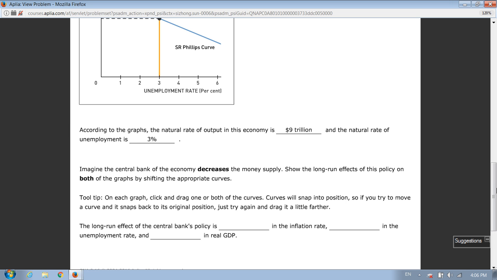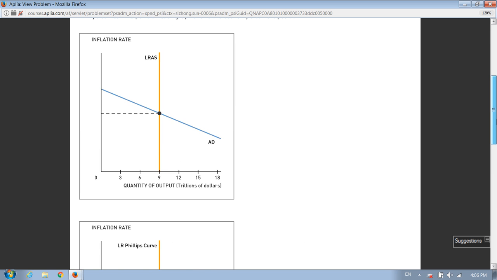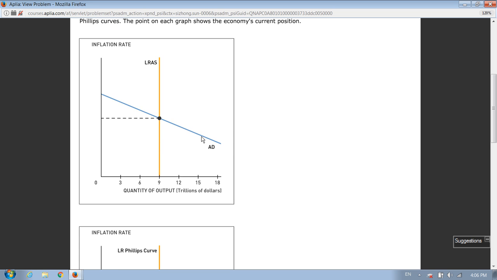Imagine the central bank of the economy decreases the money supply. Decreasing the money supply increases the interest rate, which decreases investment and shifts the aggregate demand to the left. Show the long-run effect of this policy on both graphs by shifting the appropriate curves. The aggregate demand curve shifts to the left, and the inflation rate drops.